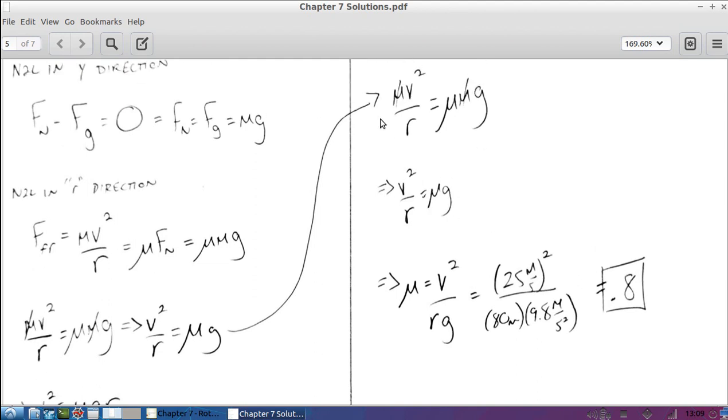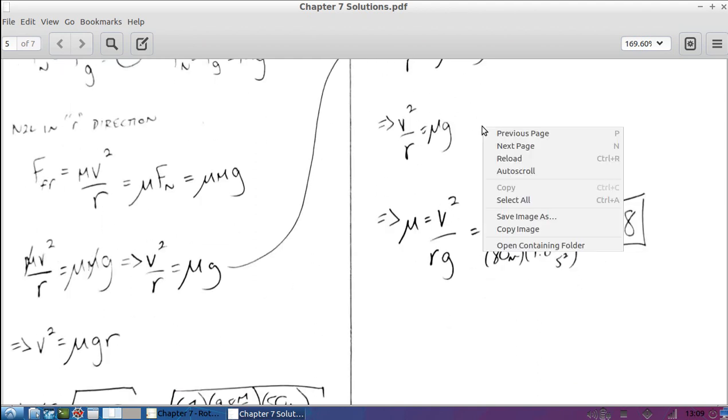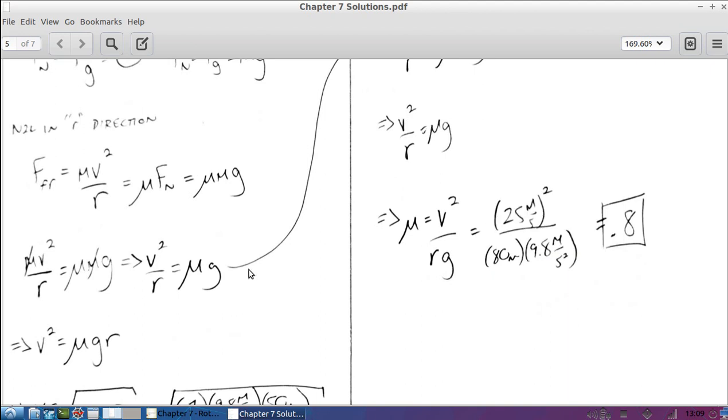I do the same algebra, but instead of solving for v, like I did in the first level curve problem, I'm solving this for mu. So all I have to do is divide both sides by g. I'm looking for a minimum coefficient of friction. So I've got the velocity that the car is traveling, I've got the radius of the curve, I've got g, and I get a coefficient of friction of 0.8.